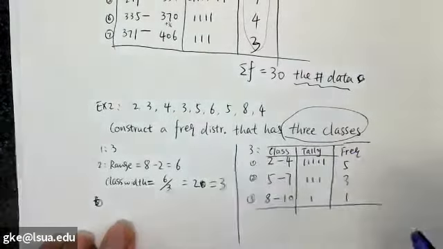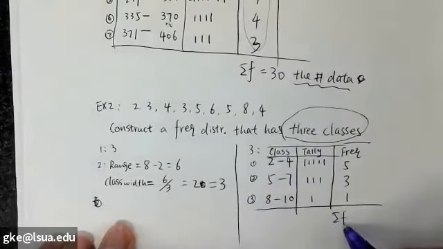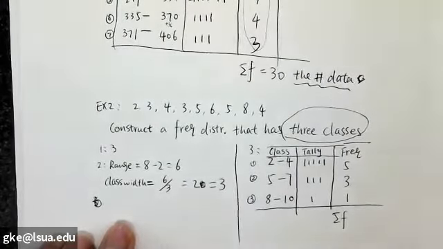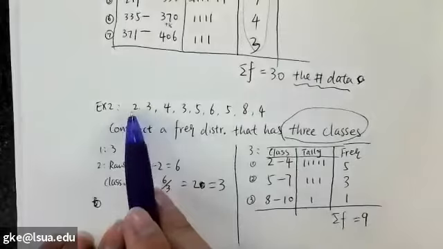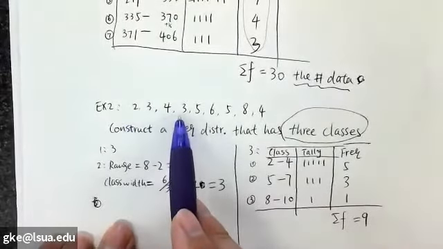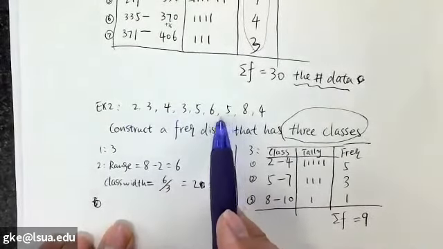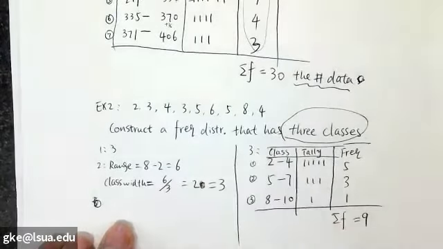We finished the table. And you can find the summation of this frequency. It's going to be what? 9, right? 9 numbers. You can count it: 1, 2, 3, 4, 5, 6, 7, 8, 9. Right? 9.